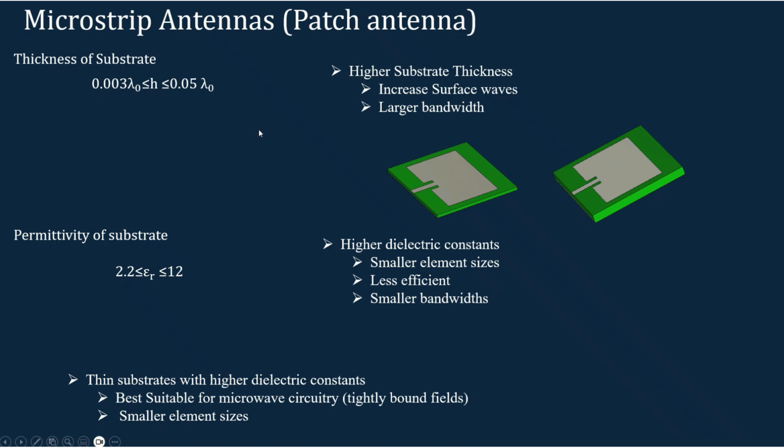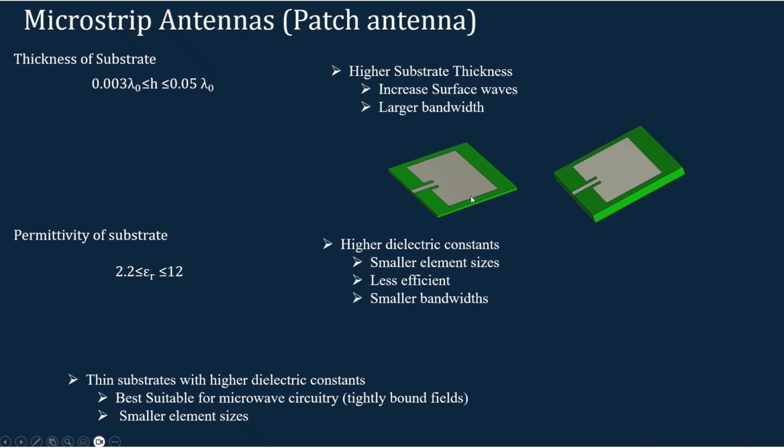So let's see some of the parameter considerations for microstrip antennas. The thickness of the substrate has to be within this range, that is, within 0.003 lambda 0 to 0.05 lambda 0, where lambda 0 is the free space wavelength. So these are some of the factors. This is the case for a lower substrate thickness, and this is the case for a higher substrate thickness.